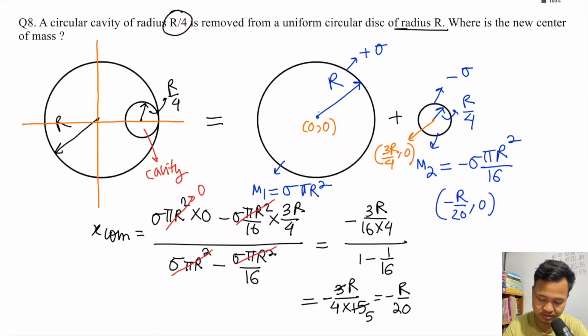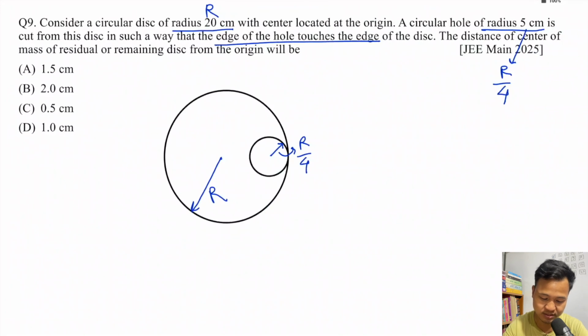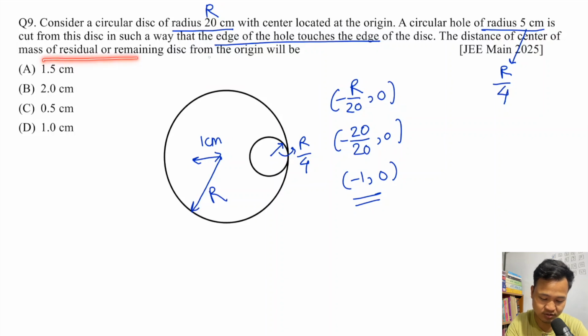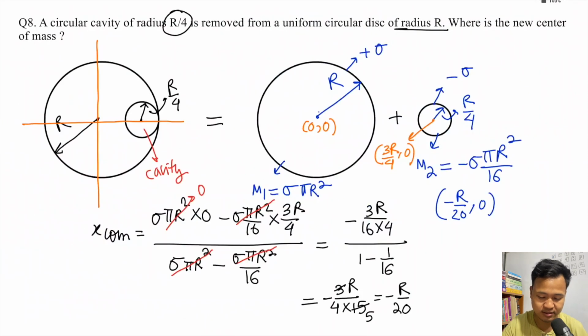Therefore the final answer will be minus R by 20, 0. R is 20 centimeter, divided by 20, 0. So which is minus 1, 0. Okay, so 1 centimeter on the left side. So the distance of center of mass of the residual from the origin: distance means positive value. So that means 1 centimeter. Okay. Right?